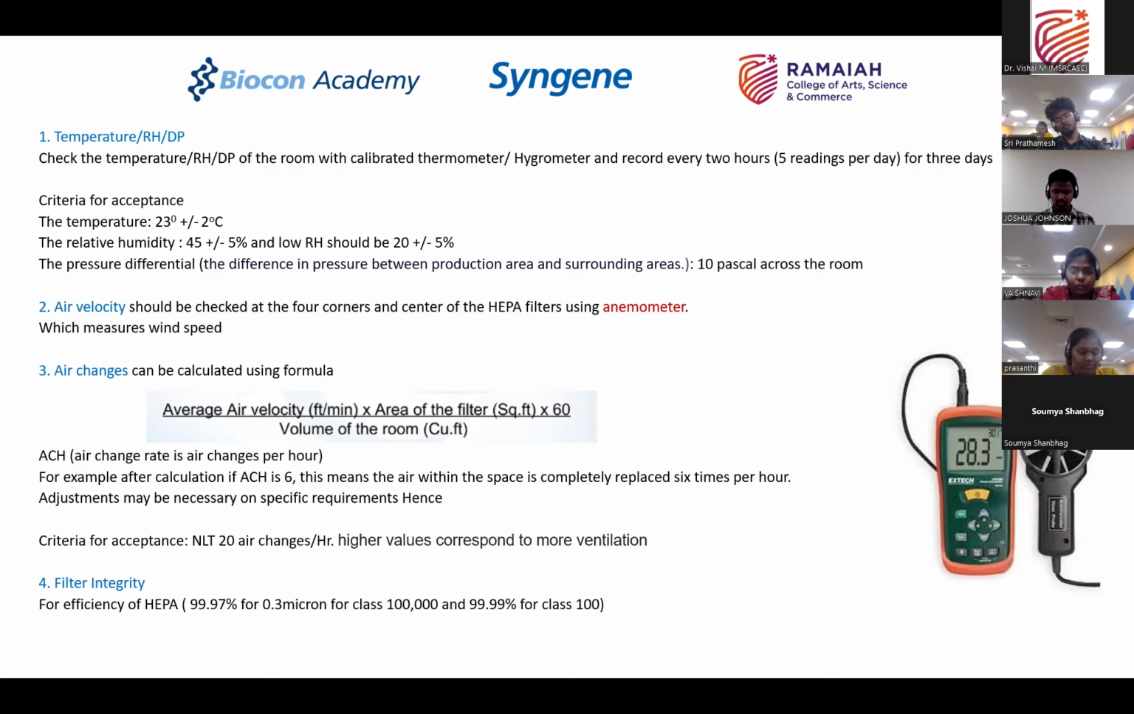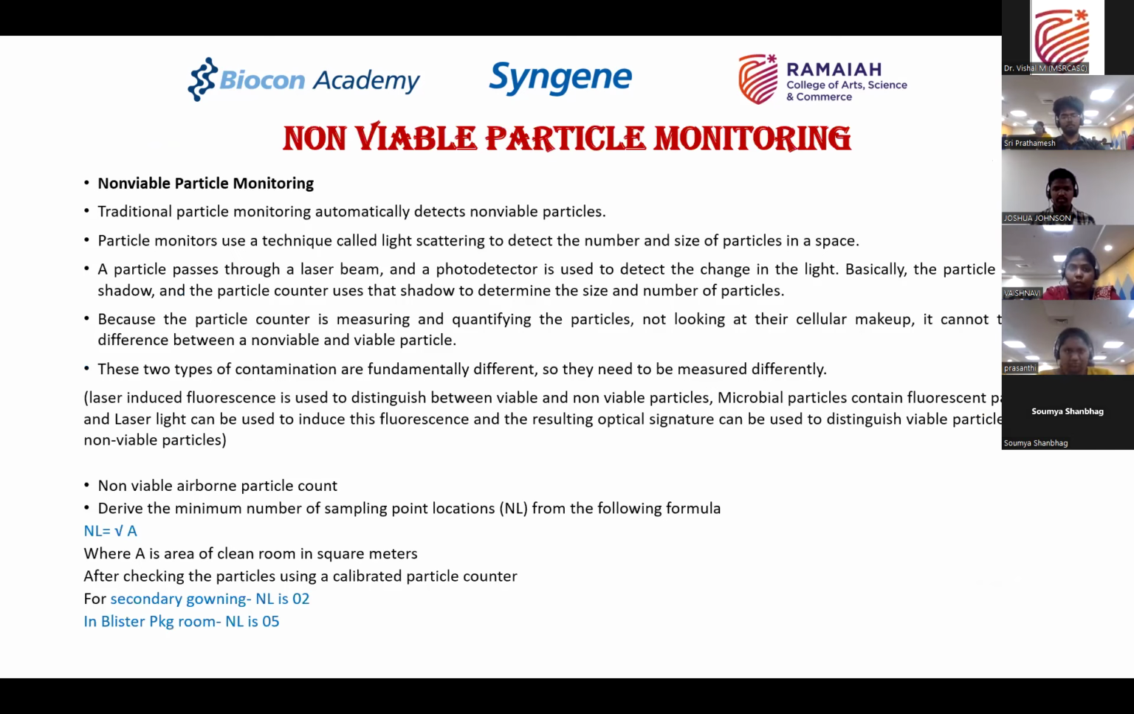If it is not efficient enough, it has to be changed. It has to be replaced. All right. So this is about the general criteria and parameters for HVAC validation. Now we'll move on to non-viable and viable particles, and how they will be monitored.